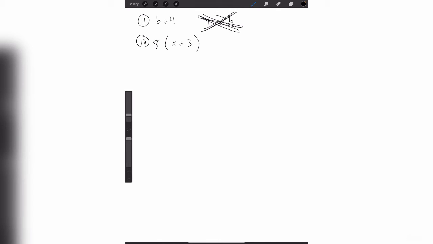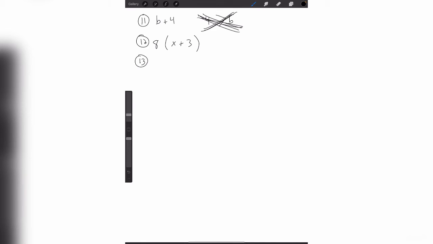Once again, expressions are not equations. There are no equal signs. If I'm reading it once again, the product of 8 and the sum of a number x and 3. So I'm adding x plus 3, and then I'm going to multiply that by 8. I could simplify this and use the distributive property, but right now we're going to write it the way it asks me to.